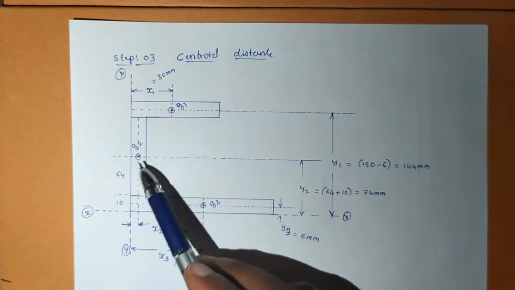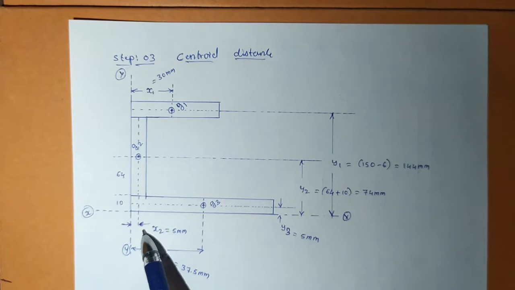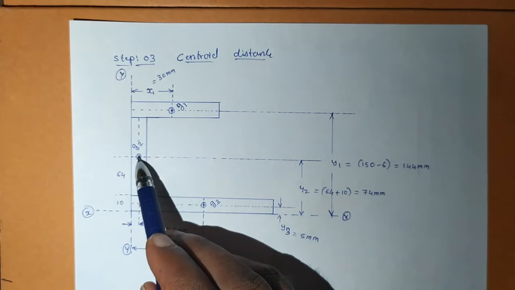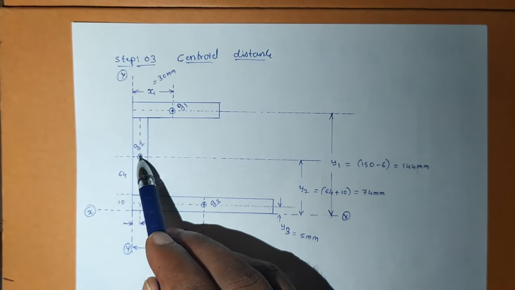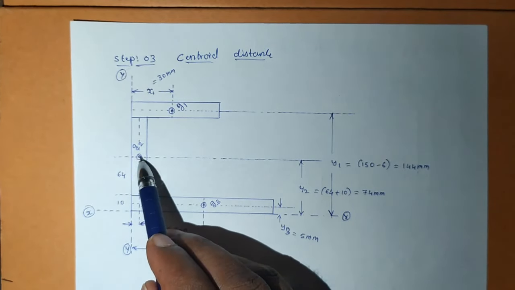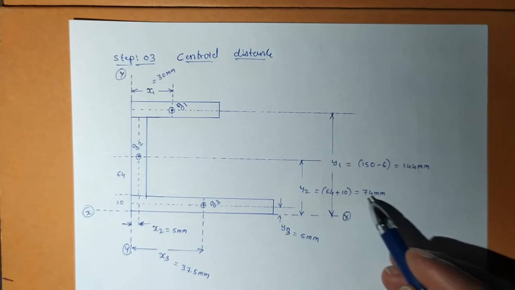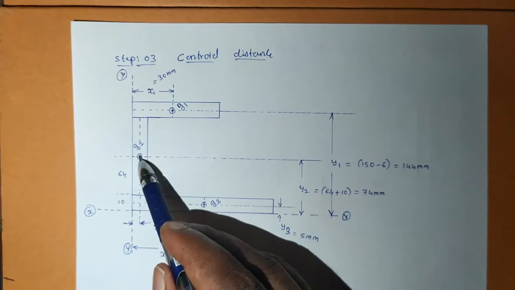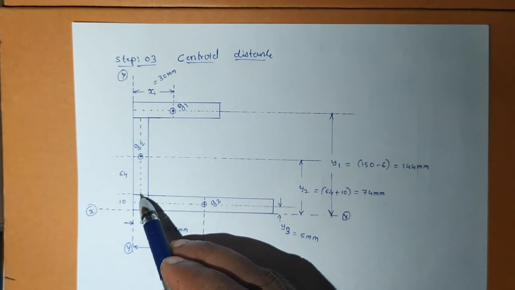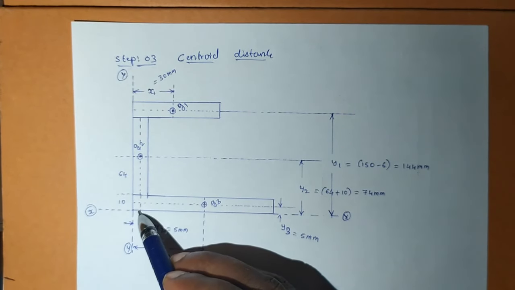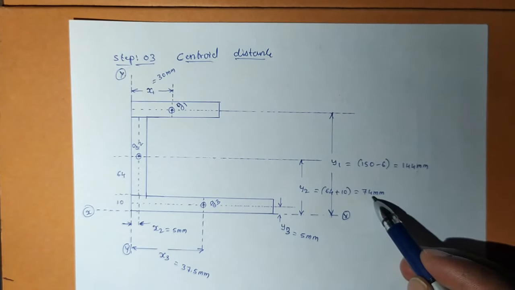Now for section number 2. First let us mark x2. What is x2? Distance between centroid of section number 2 and reference axis. This distance, that is 5 mm. Next we have to mark y2. What is y2? Distance between centroid of section number 2 and reference axis. Okay. 64 mm plus 10. From this point to this point, the distance is 64 mm. From this point to this point, 10 mm. So y2 value is 74 mm.